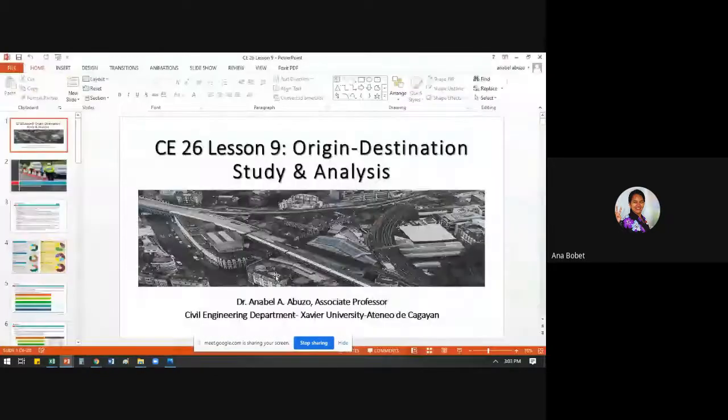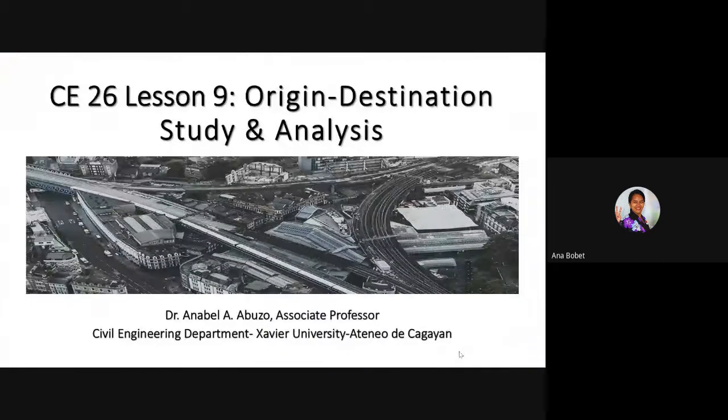Okay, lesson 9. Lesson 9 is origin, destination, study, and analysis. This is a prelude or introduction to travel demand and traffic impact assessment. As I've mentioned, the last topic is travel demand and traffic impact, and there's no calculation there except a case study that I will give. So let me give the idea of origin, destination, study, and analysis so that you will better understand travel demand and then traffic impact.